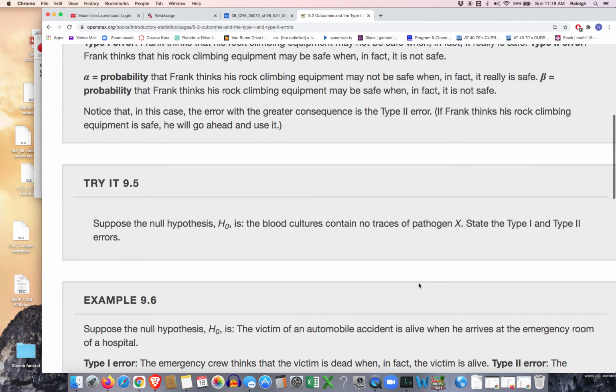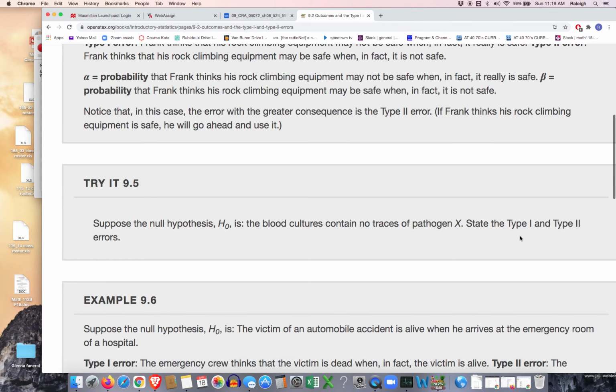So we have some others. I guess I can run through what I came up with for these. 9.6, H0, the blood cultures contain no traces of a pathogen. Type 1 error, to summarize: reject H0, but H0 is true. That's saying that the blood cultures contain no pathogen, but we think they do. We think they contain the pathogen, but they don't. This is being overly cautious, perhaps. But type 2 is being perhaps reckless, just to put words on these things, similar to the last one.